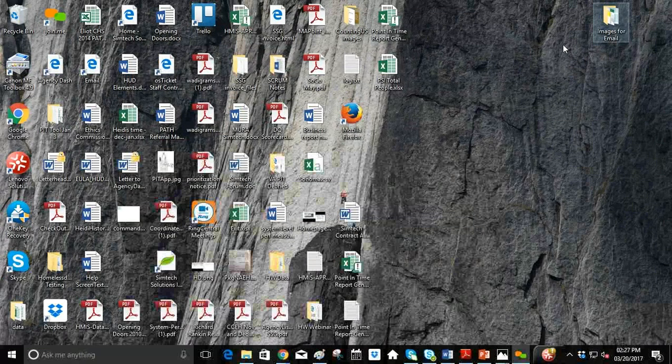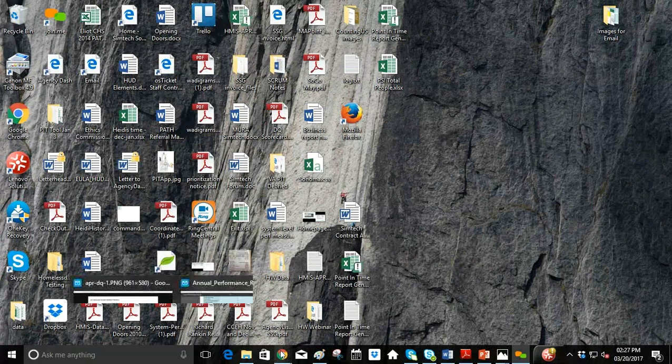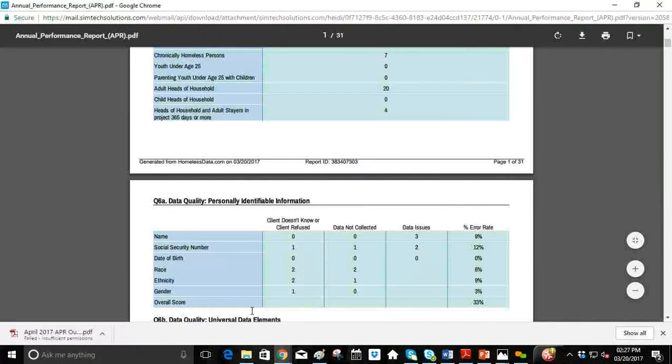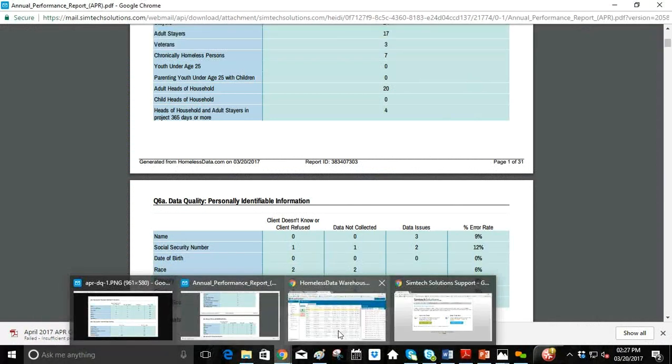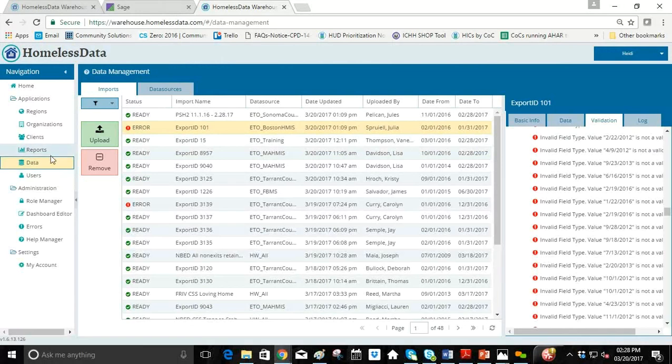And to Heidi's point, for those ETO users, yes, the center reporting site will now go over to HomelessData. I think the question was really more on the CSV, where that goes. Okay. Different kind of CSV. Yeah.